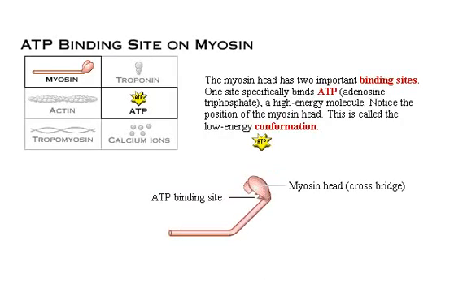The myosin head has 2 important binding sites. One site specifically binds ATP, adenosine triphosphate, a high-energy molecule. Notice the position of the myosin head. This is called the low-energy conformation. Click the ATP molecule to see it bind to the myosin head.